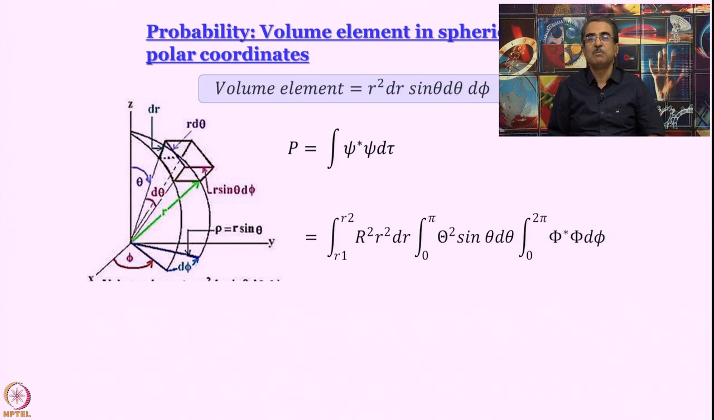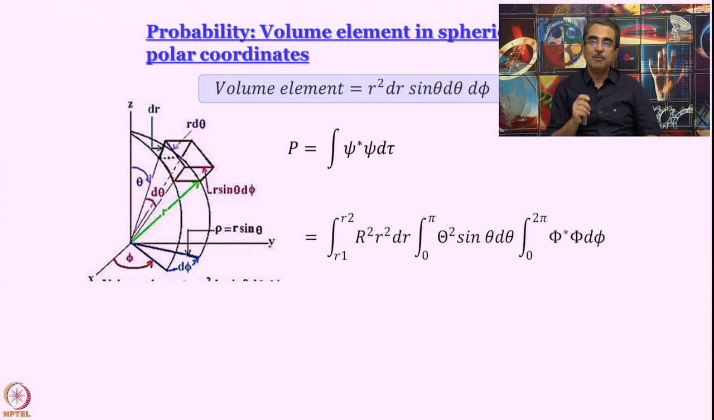Suppose I want to know what is the probability of finding the electron between some r 1 and r 2. Even if r 1 is 0, I have to write some value of r 2 there. That is going to be integral capital R square small r square dr between r 1 and r 2, capital theta square sin theta d theta between 0 and pi, capital phi star capital phi d phi between 0 and 2 pi.